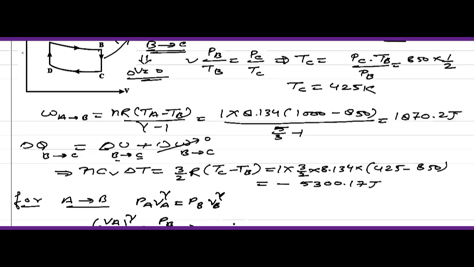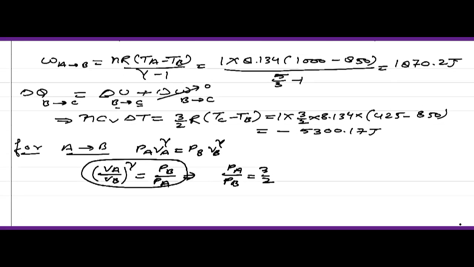After this, we can say that PA divided by PB is equal to 3 upon 2. Put the values of these terms in this equation. We can solve this. So we can find PA upon PB is equal to 3 by 2.